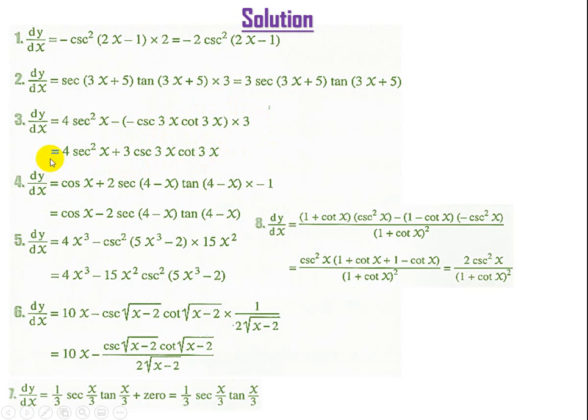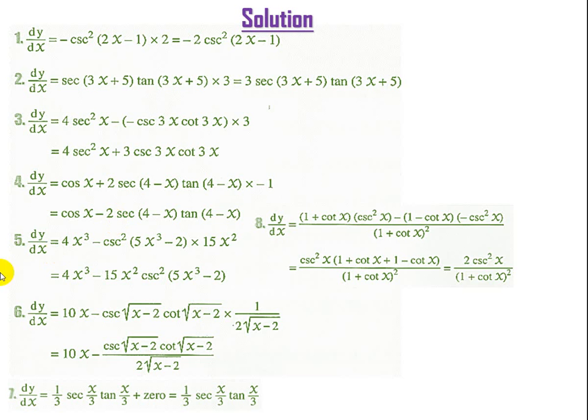Exercise number 4. The first derivative of sine x is cosine x, and the derivative of sec (4 minus x) all power 2 is 2 sec (4 minus x) tan (4 minus x) times the derivative of the angle, which is negative 1. So the final answer is cosine x minus 2 sec (4 minus x) tan (4 minus x).